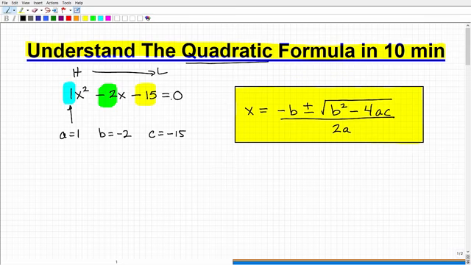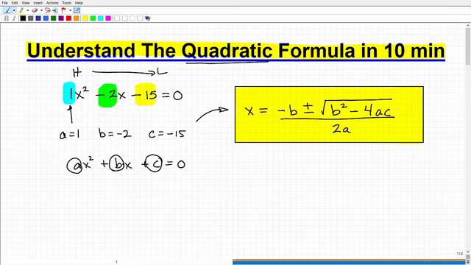So the general form to use the quadratic formula is ax squared plus bx plus c is equal to 0. If you have a polynomial equation in its general form, the number in front of the x squared is a, the number in front of the x is b, and the number by itself is c. You can see that in this particular example. Now that we have our values for a, b, and c, we simply plug them into the quadratic formula, and we're going to find our two solutions.